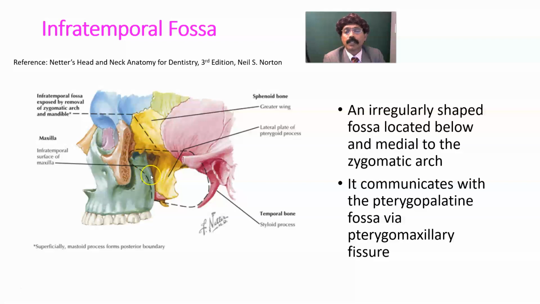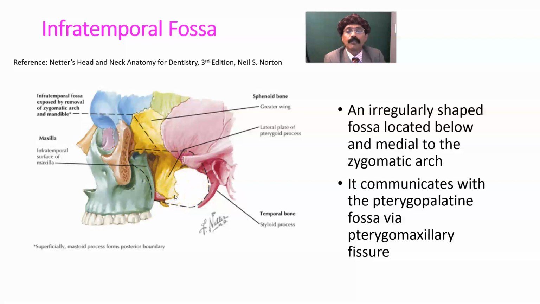and it is bounded anteriorly by the infratemporal surface of the maxilla. Here it is bounded laterally by the ramus of the mandible, medially by the lateral pterygoid plate. Above it is bounded by the greater wing of the sphenoid bone, and posteriorly bounded by the styloid process of the temporal bone, and the condylar process of the mandible should be here. So this is the boundary of the infratemporal fossa.